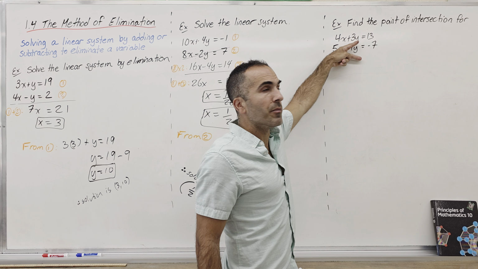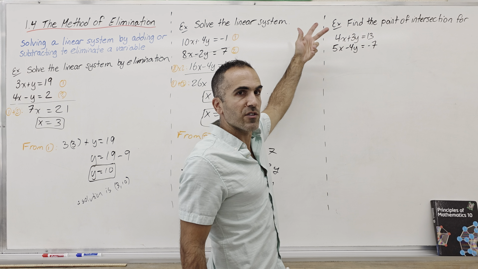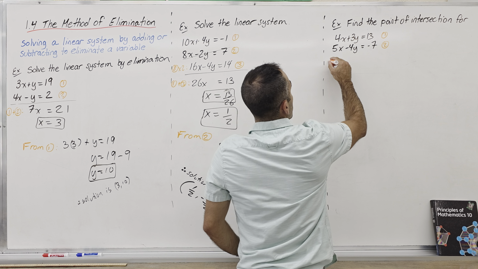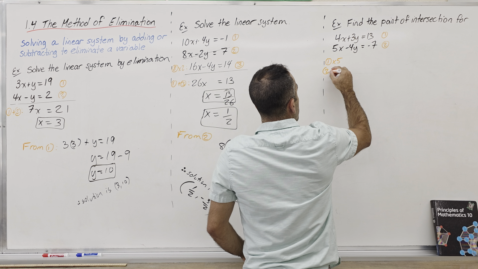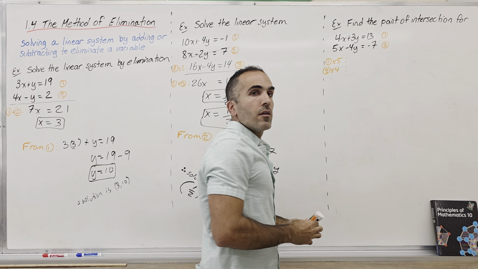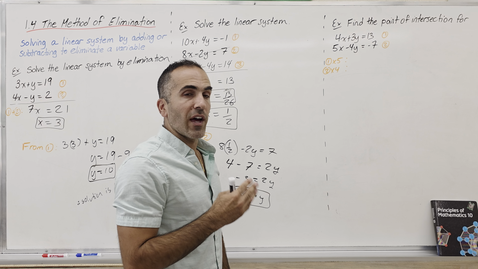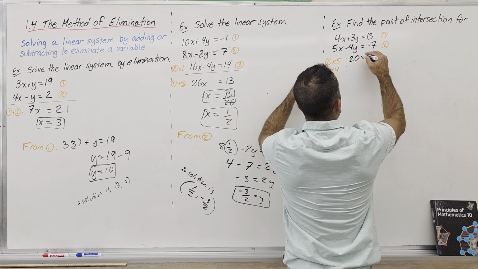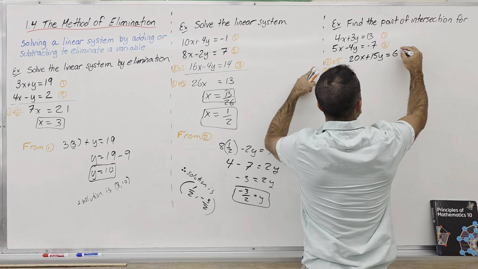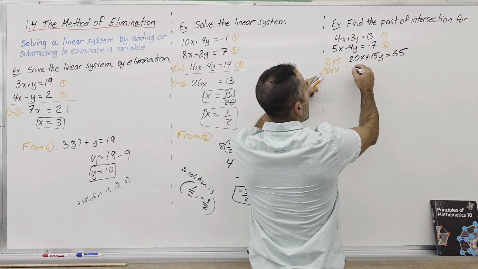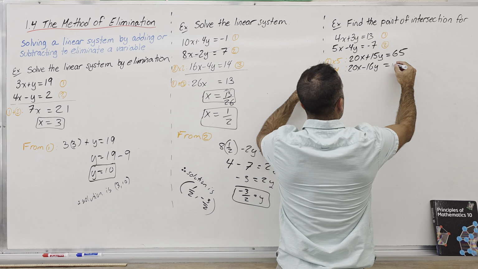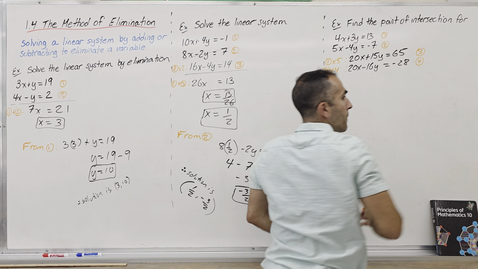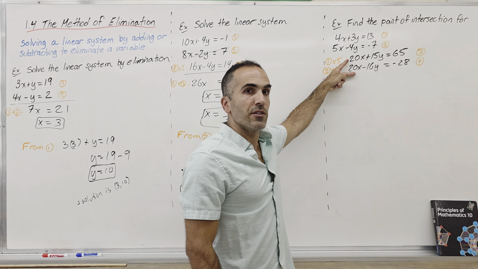So I can choose what I want to eliminate. I'm going to choose the x's just because I want to subtract this time. If I call this equation 1 and equation 2, I'm going to do equation 1 times 5 and equation 2 times 4. Doing this will result in both x's having the same coefficient. So equation 1 times 5 is 20x plus 15y equals 65. And the next equation times 4 is 20x minus 16y equals -28. This is now equation 3 and 4. And now you can see I'm ready to eliminate.